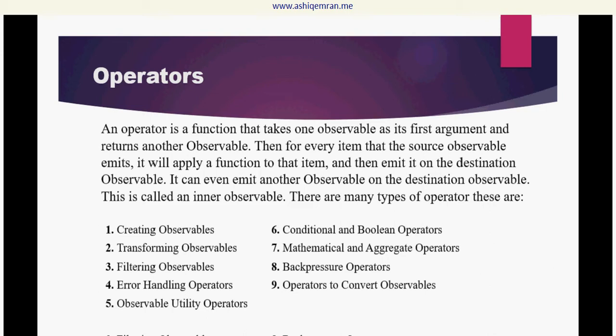An operator is a function that takes one observable as its first argument and returns another observable. So when we are using any operator, we pass our first argument and we get another observable back. Then for every item that the source observable emits, it will apply a function to that item and then emit it on the destination observable. It can even emit another observable on the destination observable. This is called an inner observable.